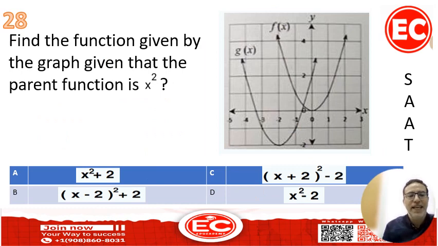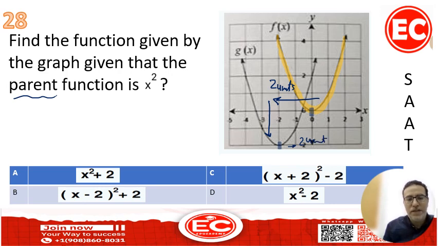Regarding question 28, it says that I have a parent function, and all of you know the meaning of a parent function, the original function, the basic function of x squared, the one I'm going to highlight for you with yellow. This is called a basic function, this one. The basic function of x squared, its vertex is 0 and 0. Now the vertex is moved to the left 2 units and down 2 units.